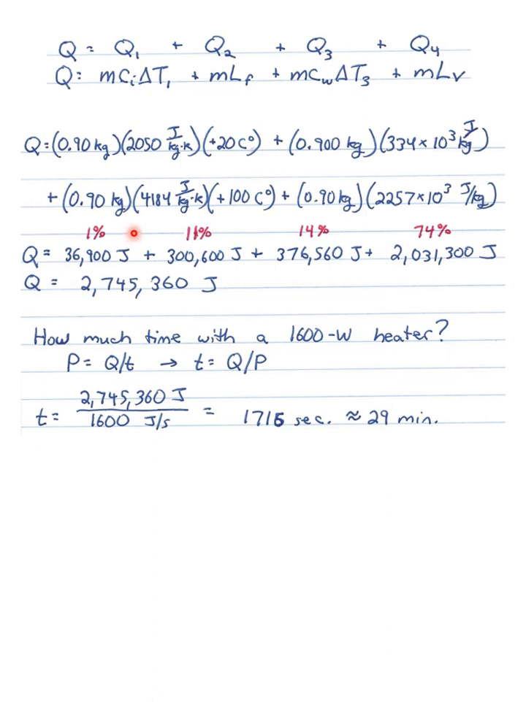went into raising the temperature of the ice. About 11% went into melting the ice. About 14% went into raising the temperature of the water. And the majority of the heat went into simply boiling the water, turning it from a liquid to a gas.